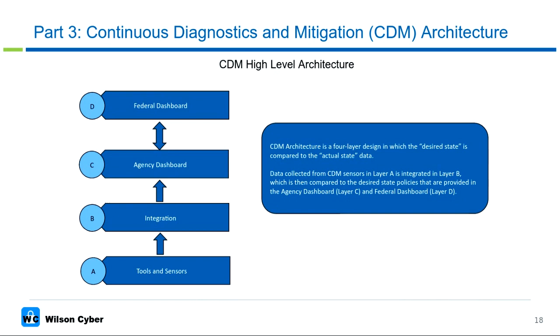It's a 4-level architecture in which the desired state is compared to the actual state. Data collected from the CDM sensors in layer A is integrated in layer B, is then compared to the desired state policies provided in the agency dashboard layer C, as well as the federal dashboard layer D.